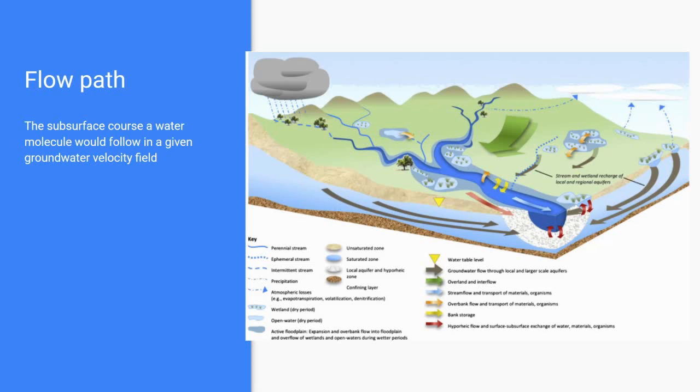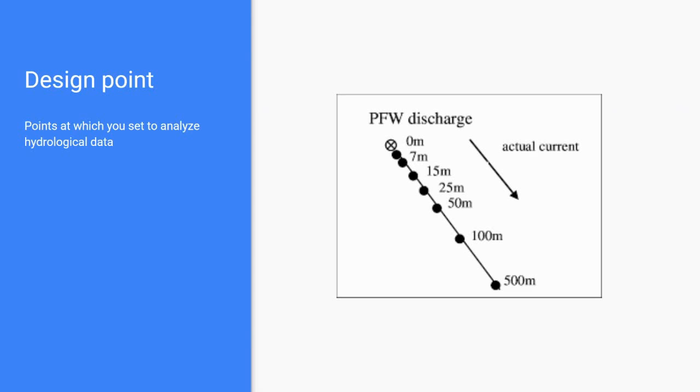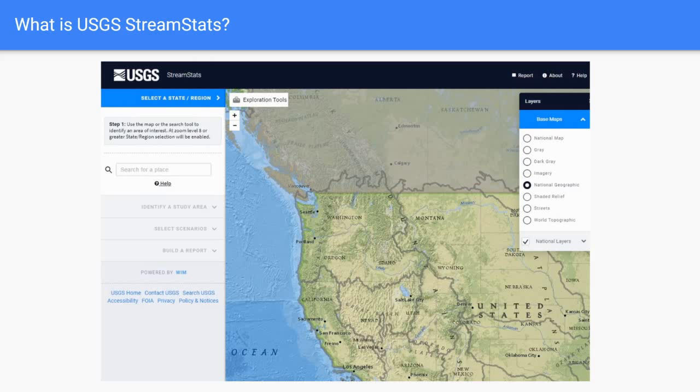A flow path is the subsurface course a water molecule would follow in a given groundwater velocity field. And design points are points at which you set to analyze hydrological data. You can think of them as stations.